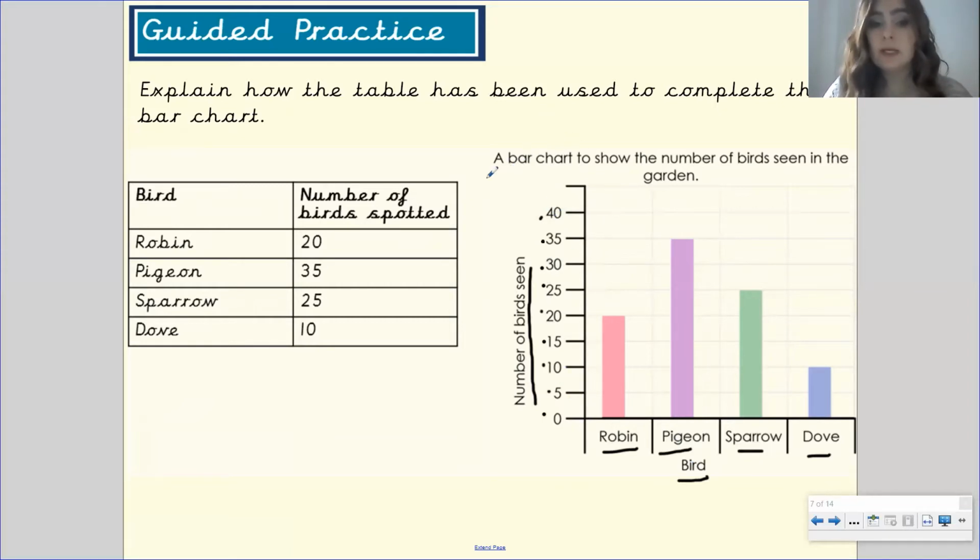We've also got a title, a bar chart to show the number of birds seen in the garden. It's really important that we make sure that this is included because it tells us what the bar chart's going to be about. And then if we have a look at the bars as well, we can see that they go up to the number that they've been given in here, but also that they are of equal size. They're all the same size, and they've also got the same amount of space between each bar.